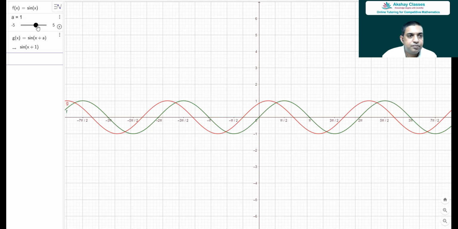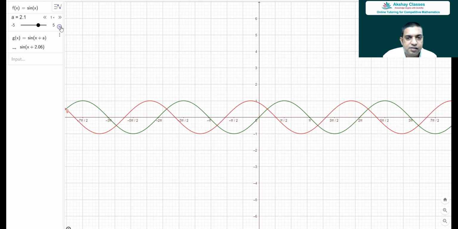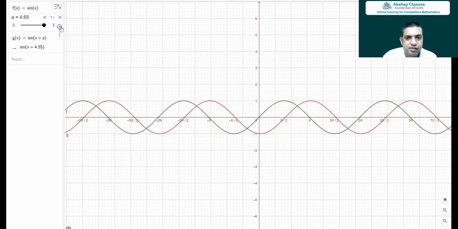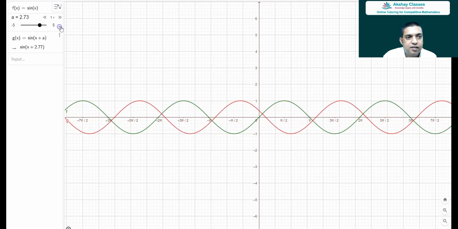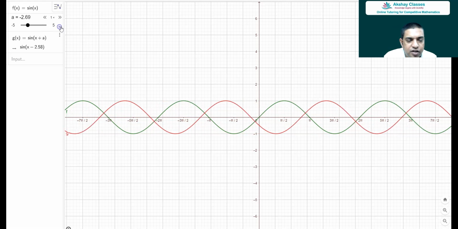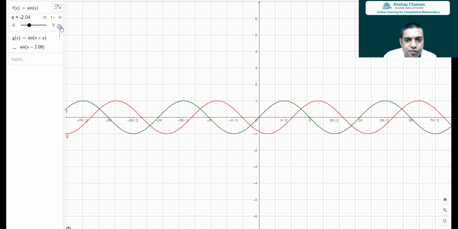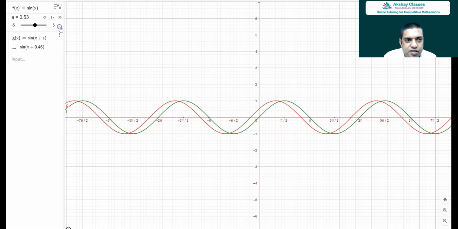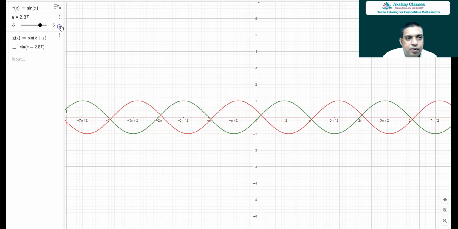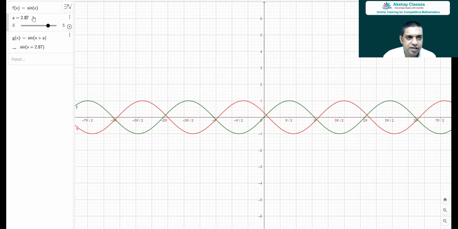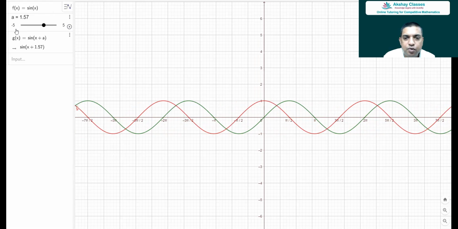Now as a varies, the graph shifts either right or left. It depends on a: if a is negative, the graph shifts towards the right. If a is positive, the graph shifts towards the left. Now, what is pi by 2? Pi by 2 value is 1.57. So I'll fix a at 1.57, approximately 1.571. Now look at cos x.